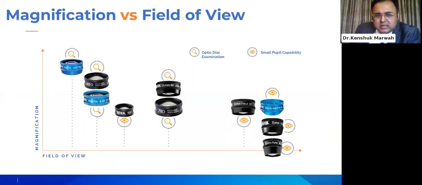So this is just an overview of the magnification versus the field of view, like the general dictum which I have been discussing with the BIO lenses. As the magnification increases, like in the digital high mag, the field of view would decrease because you are compromising on the field of view. In lieu of that, you are getting a magnification. And as such, you move forward like with the Super Pupil XL, which is at the end of the spectrum, you get to see through the small pupil also, as well as get a wider field of view. So most of the glaucoma specialists are using Super Pupil, and it is very easy to use.